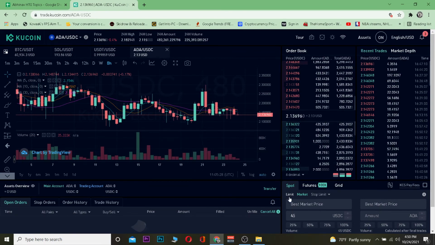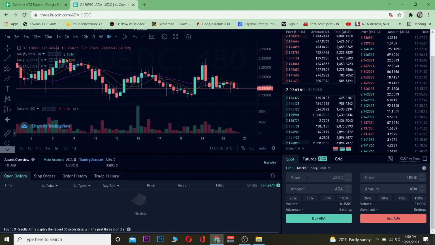And basically, if you guys don't know what limit trade is, in limit trade you can set a price. Let's say you set a price of $1. So when ADA reaches $1, currently it's $2, but let's say it drops and reaches $1, Kucoin will automatically buy it. That's basically what limit is. And by market, it means whatever price ADA is at right now, it's going to buy at that price. So don't get confused, all right?